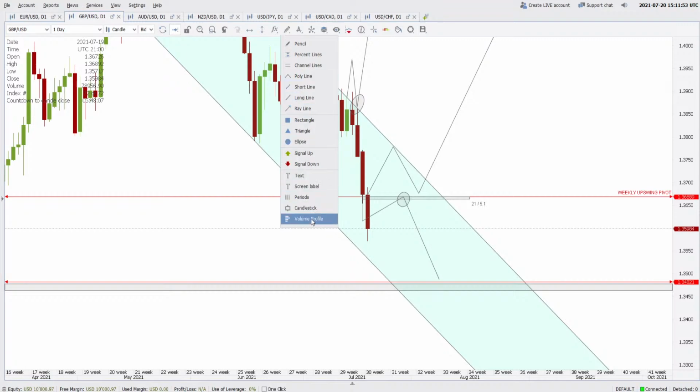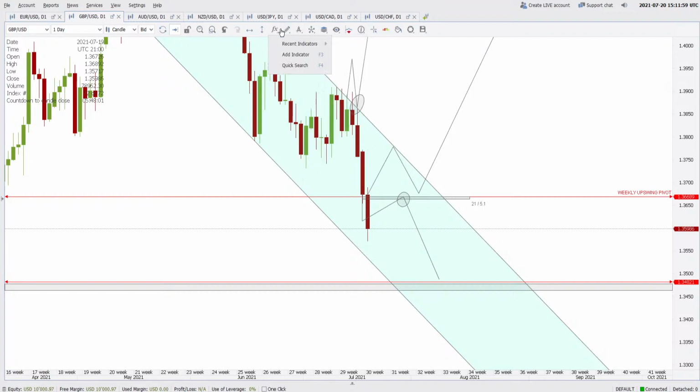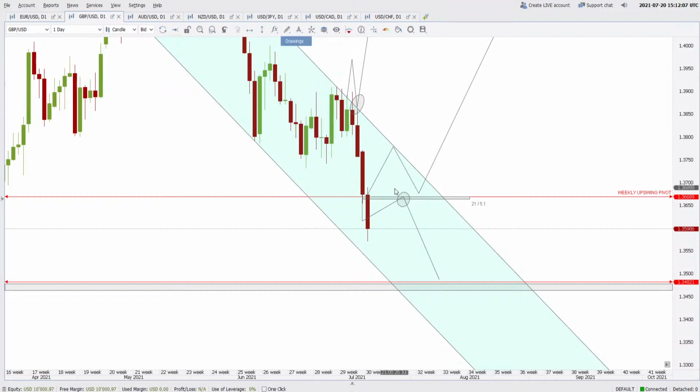Is there any position? No. Okay, there is no position. We don't have any information about that, but these are percent lines. Leave it, I don't know how to use that.